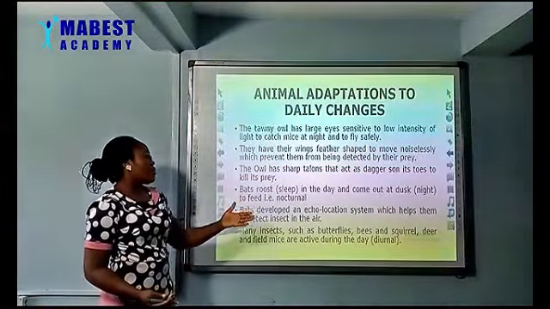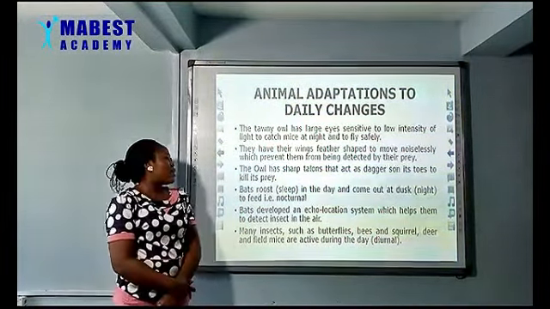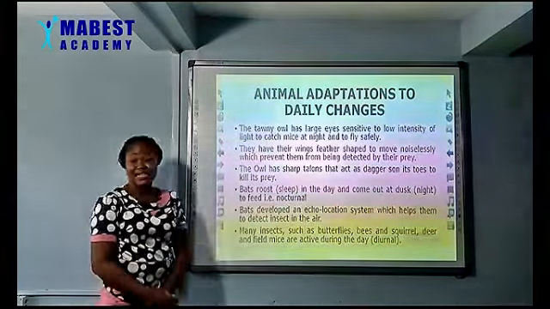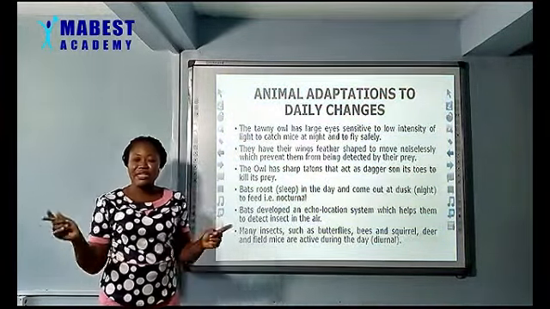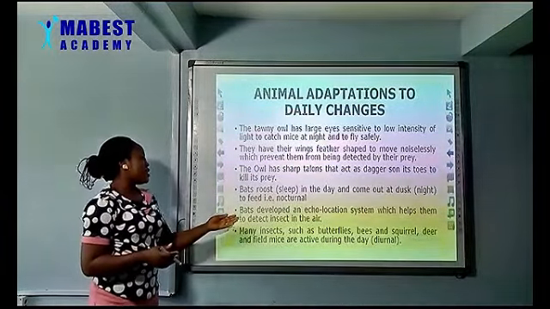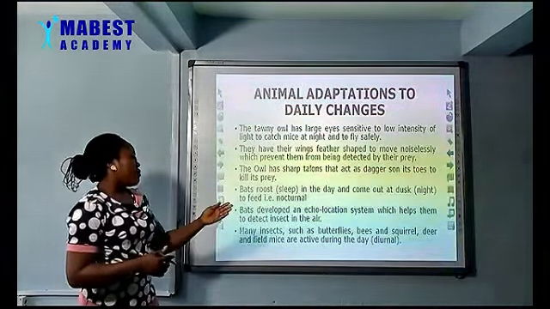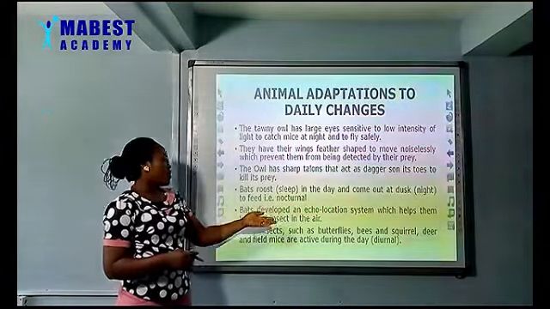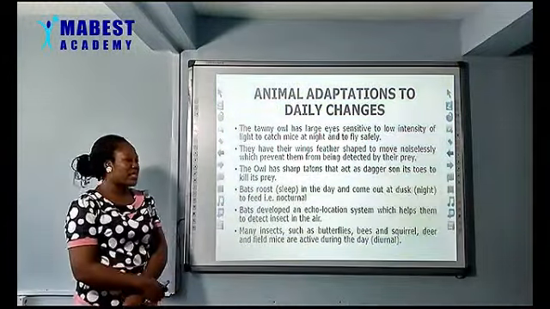They also develop an echolocation system. It helps them to detect insects in the air so that they can easily feed on them. We also have some animals like butterflies, bees, and squirrels, and they are also very active during the day.